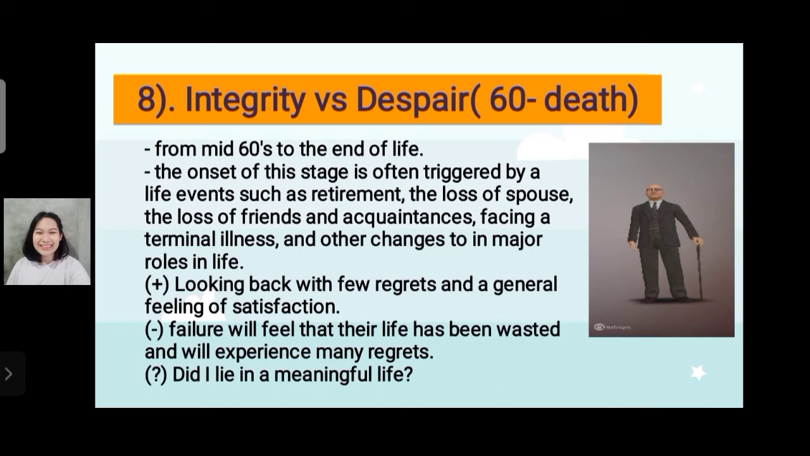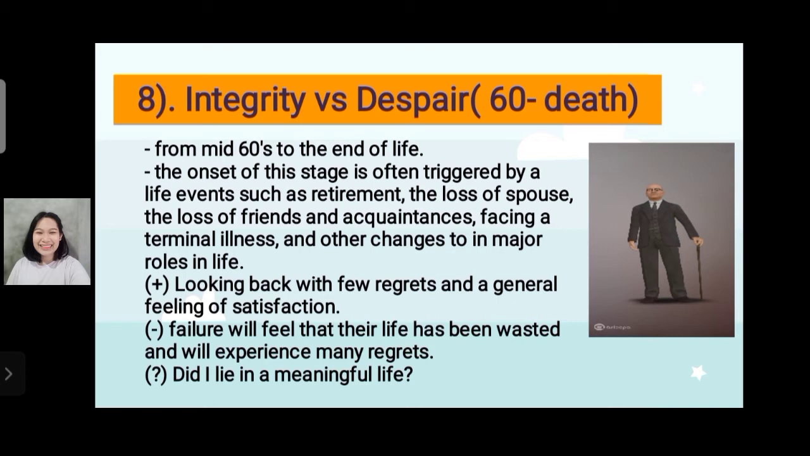Okay. So in here, loss of friends. Sometimes in this age, namatayan ka na ng friends or nawalan ka na ng asawa, 'di ba? So positive, looking back with few regrets and a general feeling of satisfaction. Okay, if you feel you're successful, you are now having few regrets, 'di ba? I think yung mga few regrets lang dito is like yung mga abilities na hindi mo na showcase noon, like example yung mga jobs na hindi mo nakuha noon, pero look at you now, you're successful naman. So you are looking at few regrets.